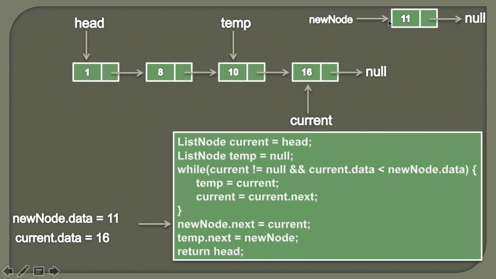So in order to insert this new node into the sorted singly linked list, first we'll make new node next point to current. So new node next currently points to null. So instead of pointing to null, now we want to insert it between 10 and 16. Therefore, this next should point to 16. And if you see, current points to 16. So we'll simply assign the value of current to new node's next. So this is the step for it. So it would look something like this.